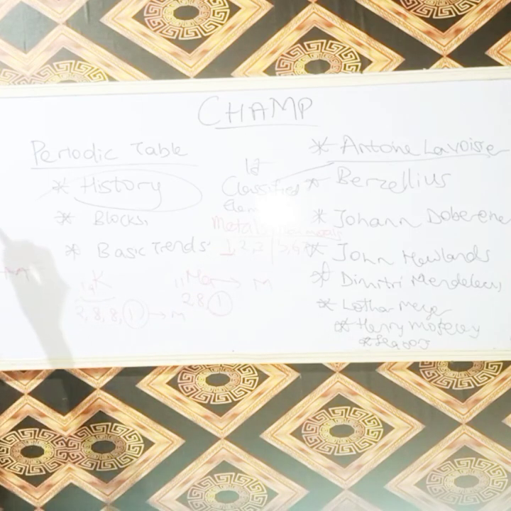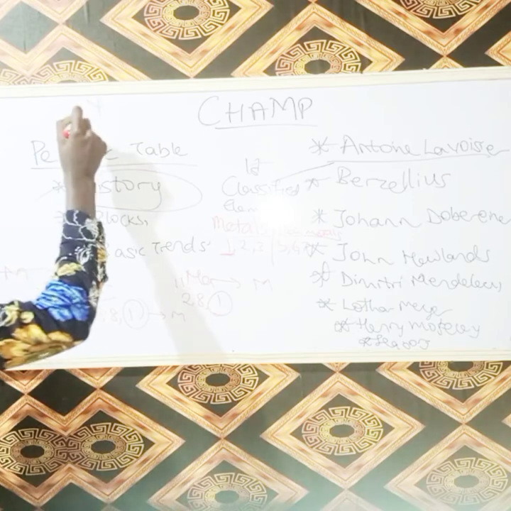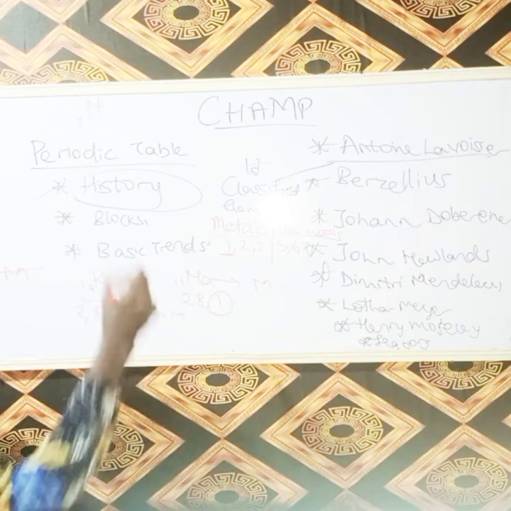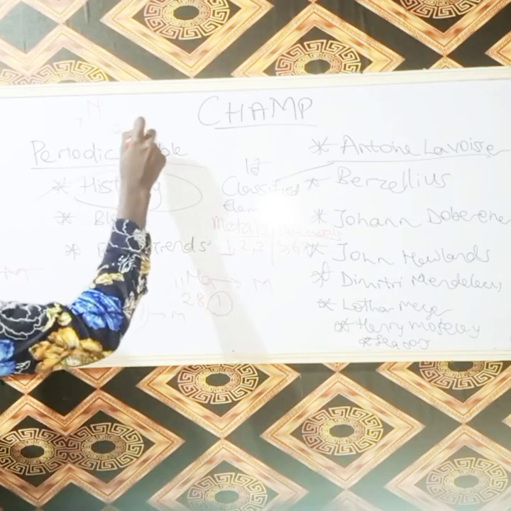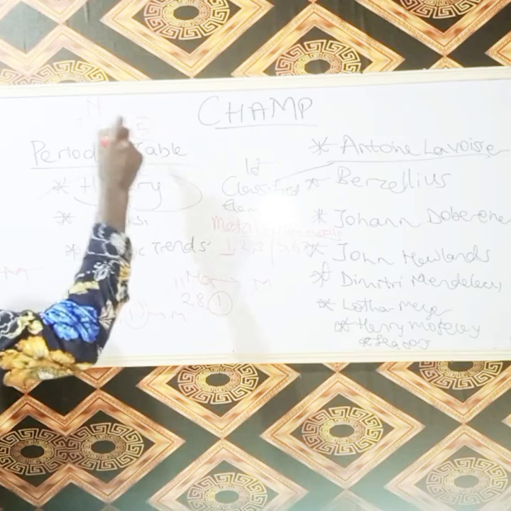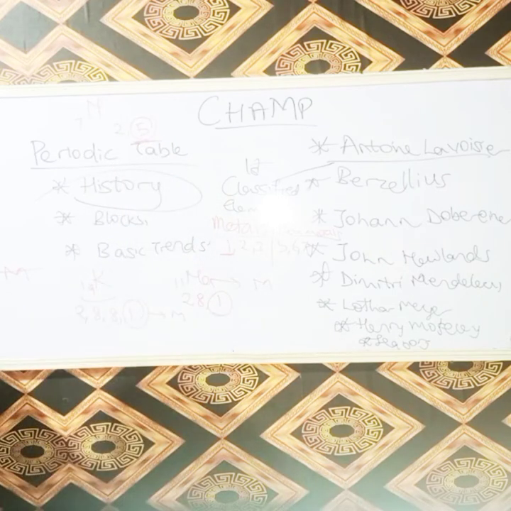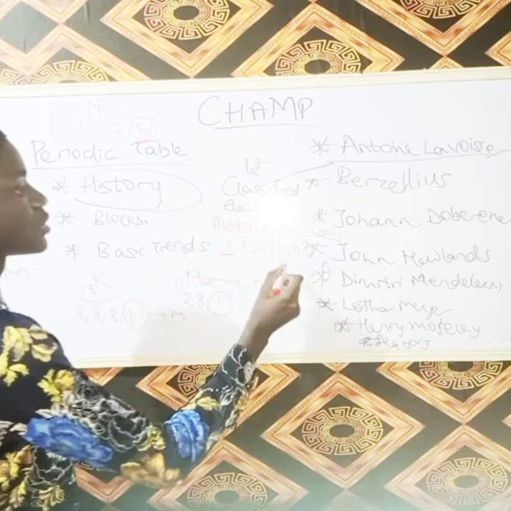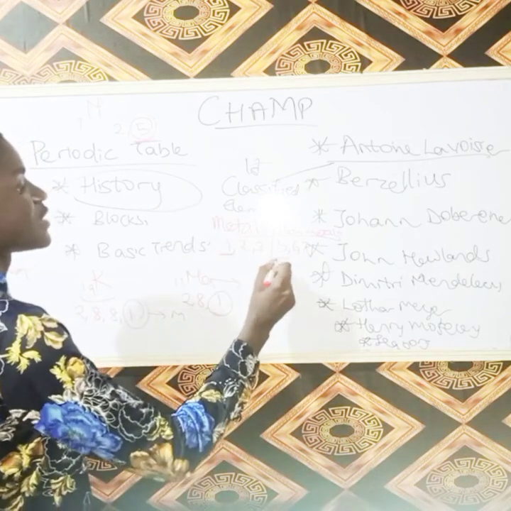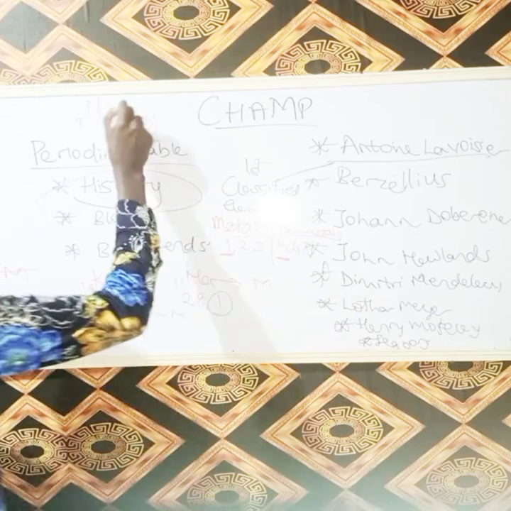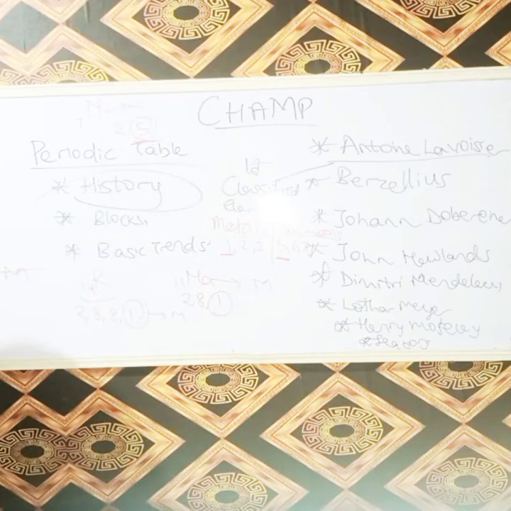Let's say we have nitrogen. Nitrogen is number 7, which is 2, 5. The valence shell, the one that is outside, is what we refer to as the valence number of electrons, and it is 5. So nitrogen is a non-metal.